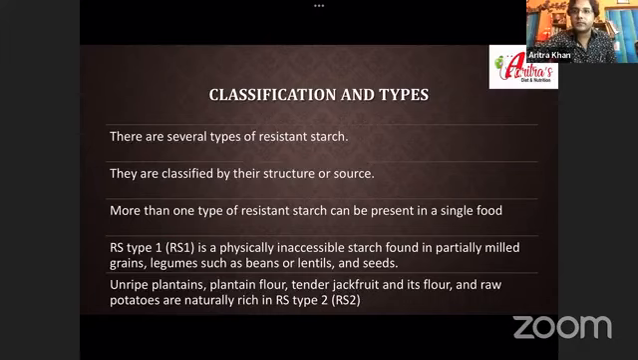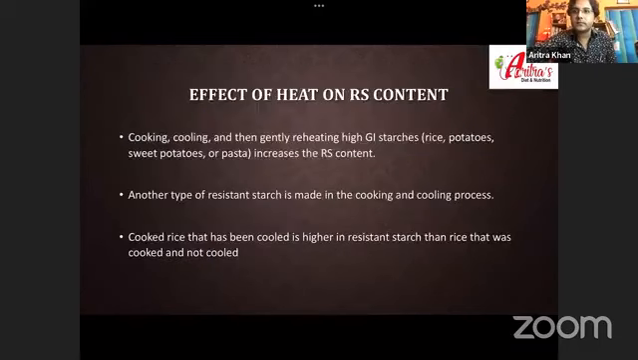Resistant starch 1 is physically inaccessible starch found particularly in whole grains and legumes. Resistant starch 2 is found in plantain flour, tender jackfruit, and raw potatoes. But there is also something called starch retrogradation. What is starch retrogradation? It involves cooking, cooling, and reheating. These three steps are basically starch retrogradation.